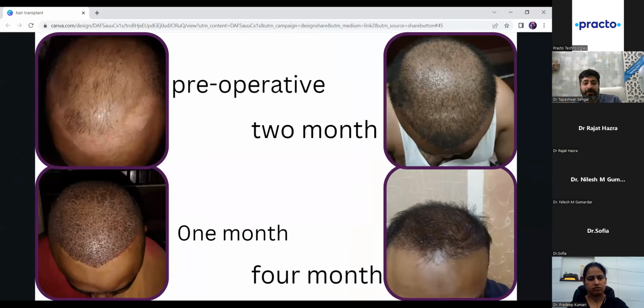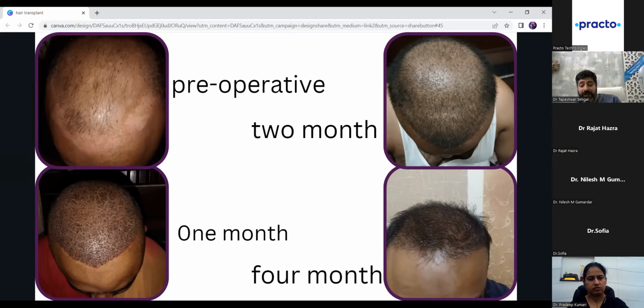This is how the progress of a hair transplant is. Pre-operative, then at 1 month crusts are there. Sometimes they shed in 15 days, but up to 1 month crusts can be there. This is the time we tell them to apply oil to keep the crust soft, to keep the hair moist. At 2 months, some hair growth. At 4 months, you can see some of the hair growing. They have started growing in length.